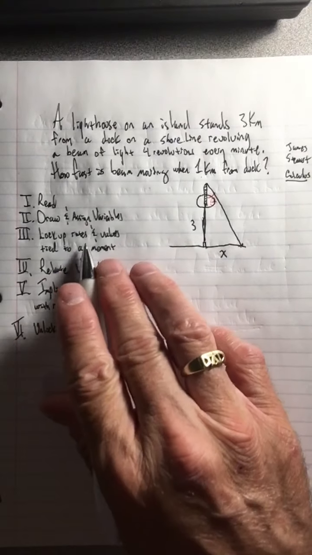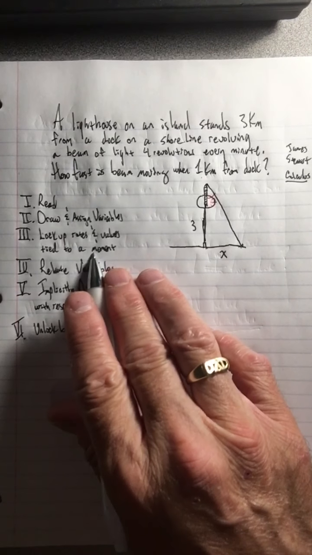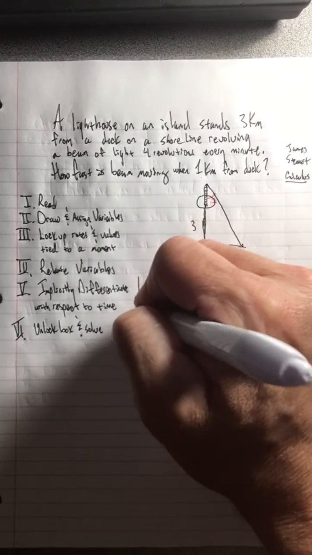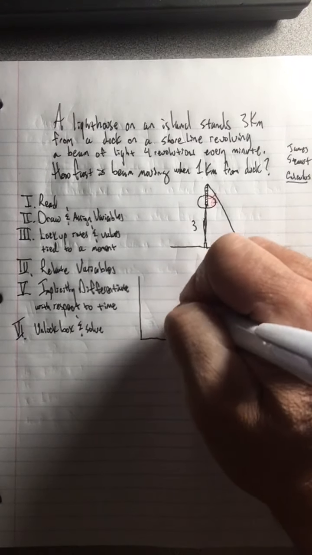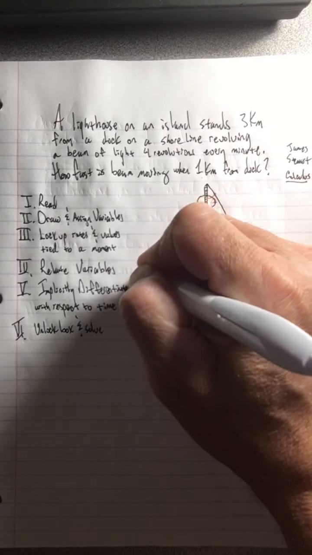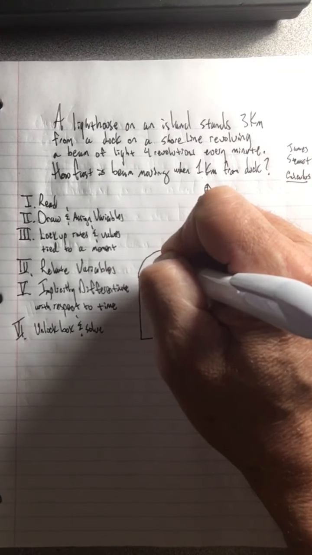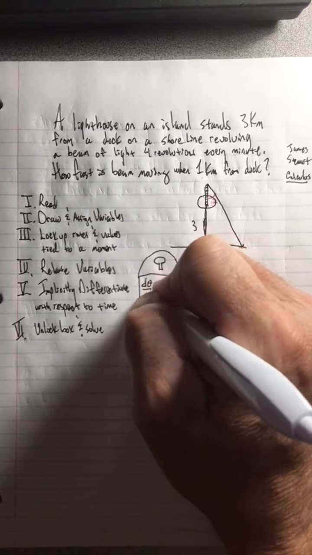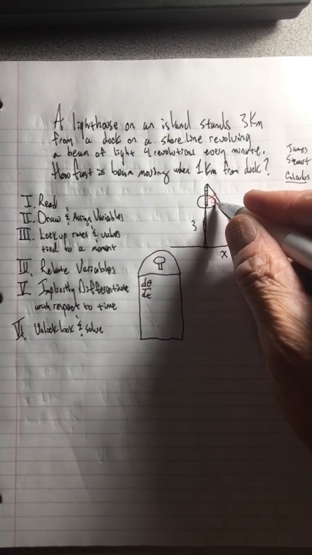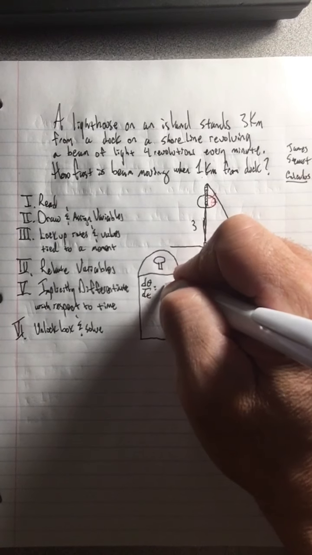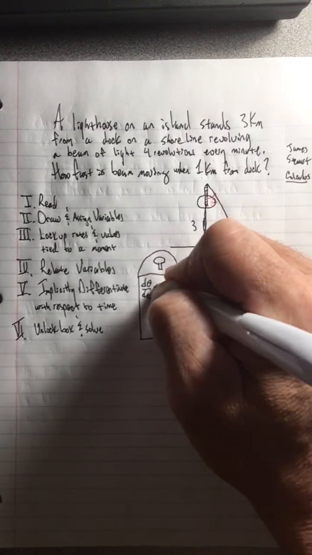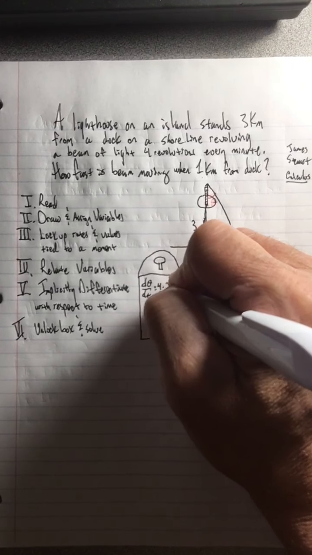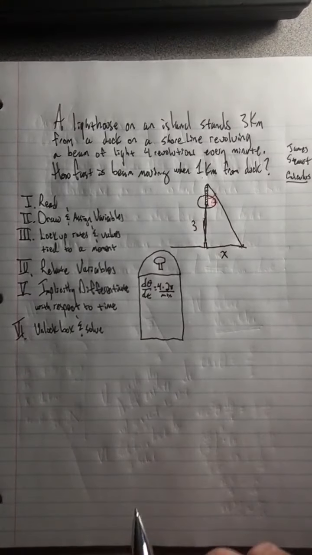Now step 3 is to lock up rates and values tied to a moment in time. So we're given a rate. We were told that it's revolving 4 times around per minute. So I'm going to create a little lock box here. It's going to have a keyhole. And I'm going to take the fact that this angle theta is changing, and it's going around a full 2 pi radians 4 times per minute. So this is 8 pi radians per minute. So I locked up that rate.